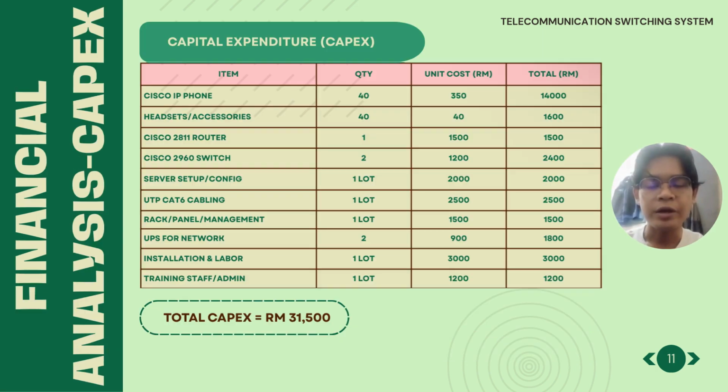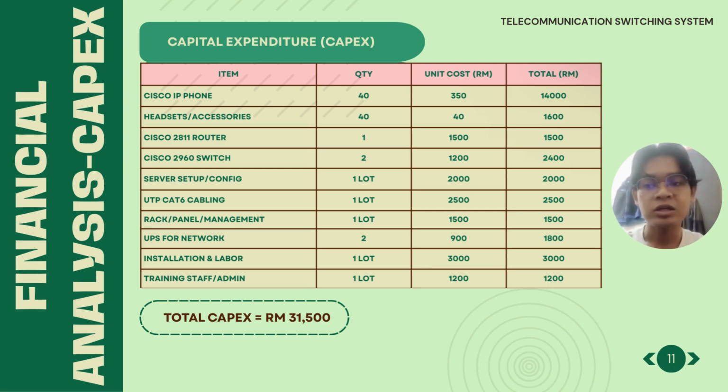Alright, for our next slide is financial analysis, CapEx. So I will explain the capital expenditure, or CapEx, for our proposed telecommunication switching system. The total CapEx for this project is around 31,500 ringgit. That cost covers all the hardware, installation and initial setup required before the system can start operating.